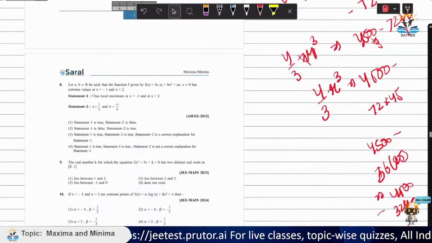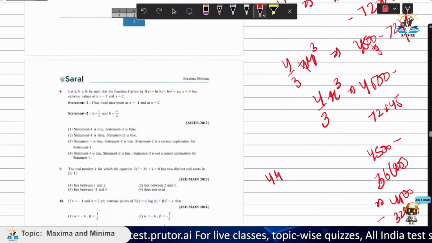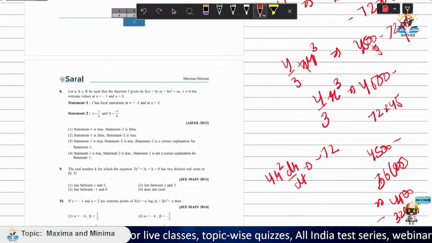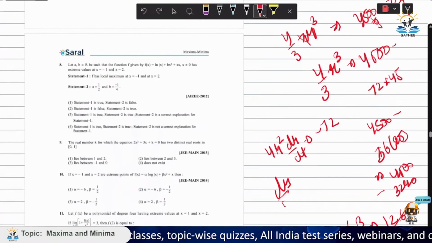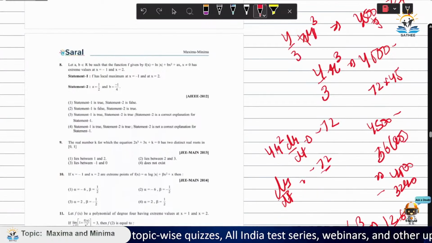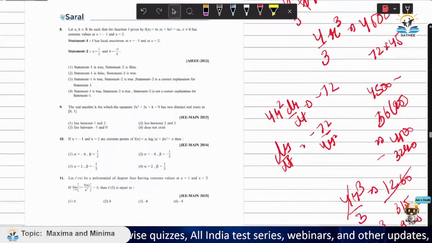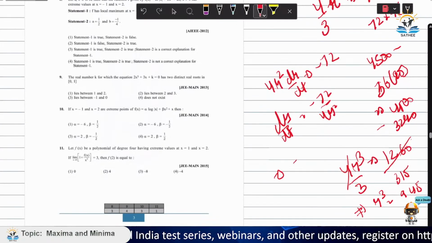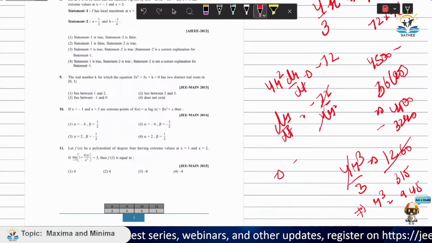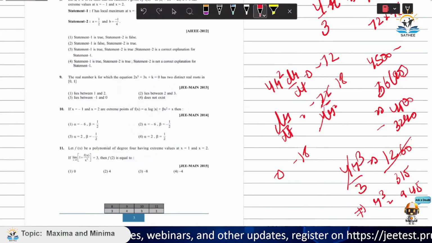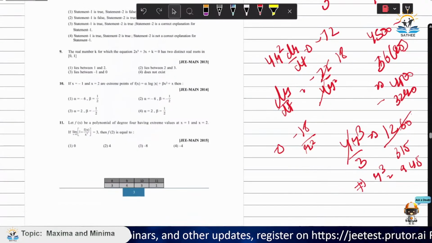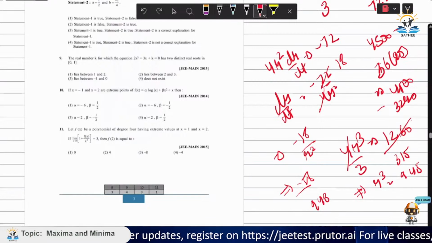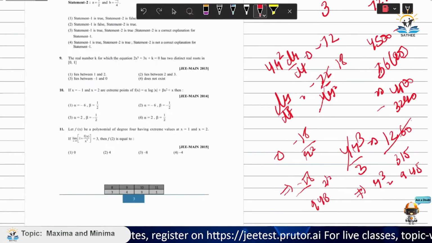Now we calculate the rate. So the rate is 4 r square dr by dt is equal to minus 72. So dr by dt is equal to minus 72 by 4 r square. And that is equal to, let's cancel the 4 here, minus 18 by r square. So it is minus 18 by 945 to the power 2 by 3.